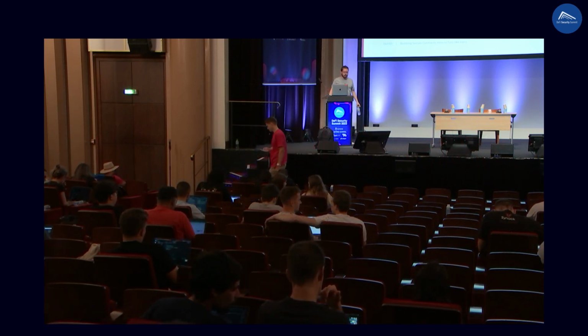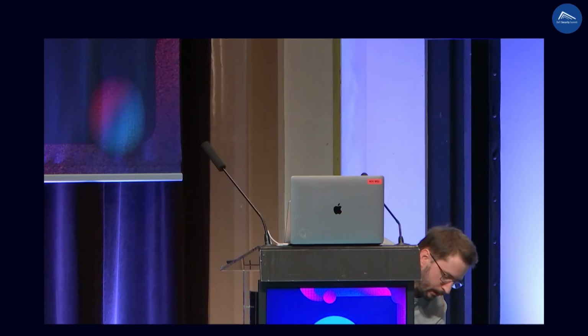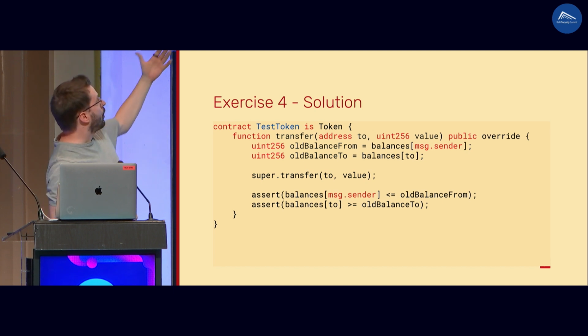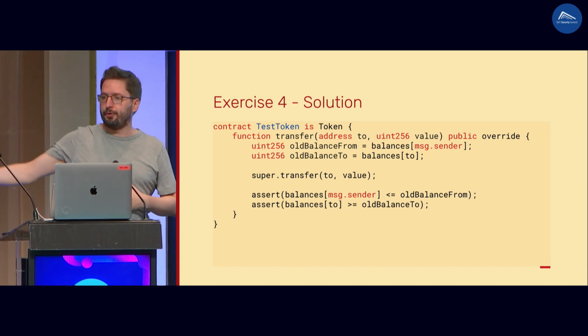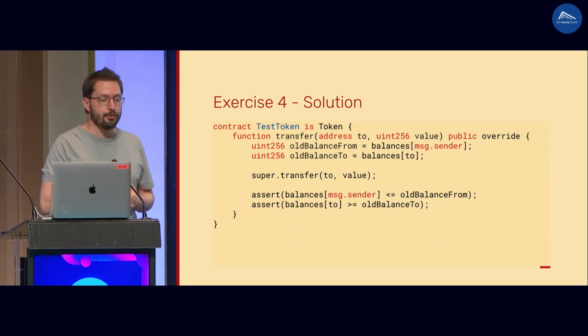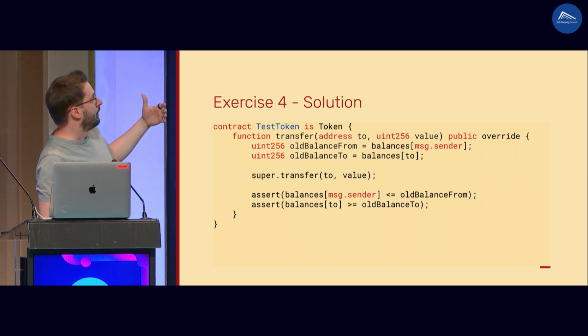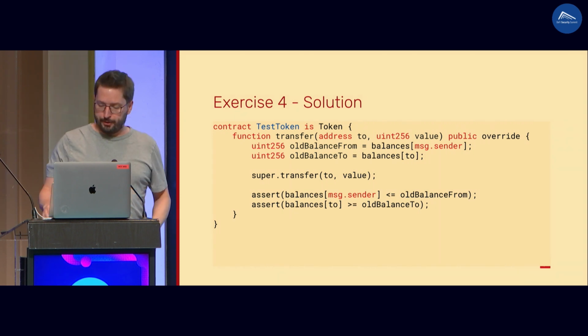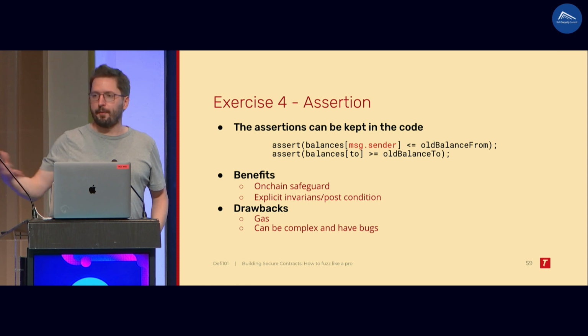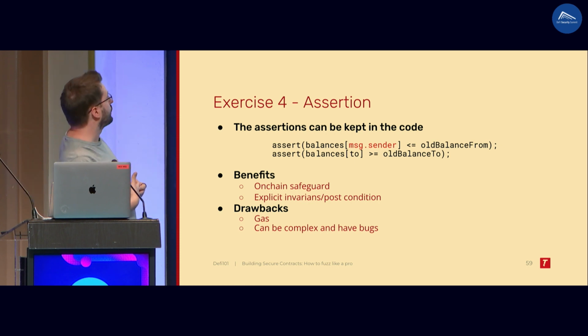Okay, so here the goal was to use assertion, and we were trying to break the transfer function. So here we inherit from the token. We call super.transfer to call the function we want to test, and we define an invariant using assertion. So here the assertion is that it has increased. And yeah, if you run that with Echidna, it's going to break the invariant because of the bug.